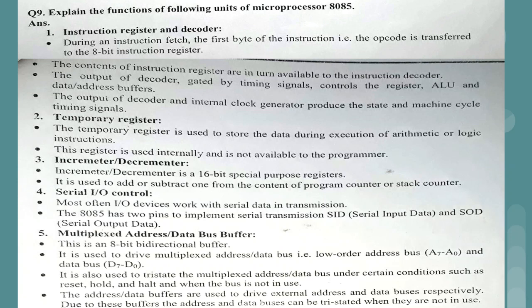So what is the main function of the instruction decoder? The instruction decoder converts that information, which is normally present in hexadecimal format, to binary, and then sends the information to the control and timing unit. The same thing they have given: the contents of the instruction register are in turn available to the instruction decoder, and the output of the decoder, gated by timing signals, controls the register, ALU and data address.